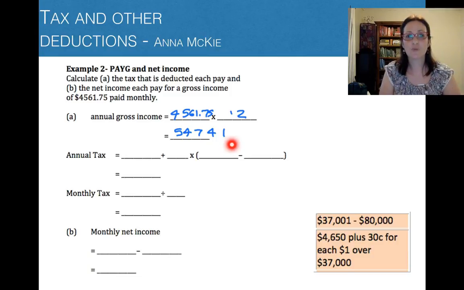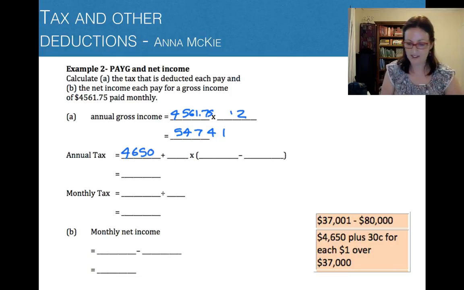So whenever you want to work out the amount of tax deducted, you must go back to that tax table and see where about $54,000 fits. I've done it here for you. 54,000 is between these two numbers. So reading the box, it will tell you how to work out the tax. You start with this amount. So we'll fill in the gaps.